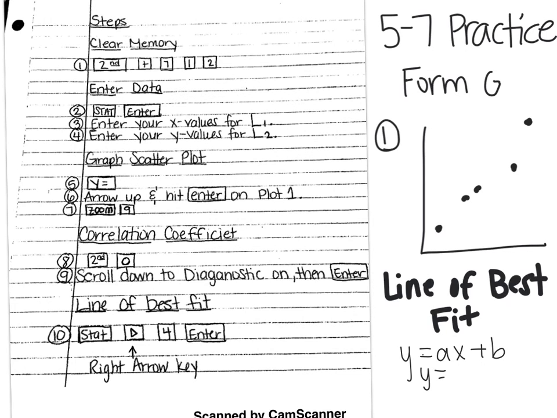I usually round to the hundredths, so this would be 2.99x plus, I'm going to have to write sideways. Actually, it's minus because it's a negative. Minus 198.62. Okay, so the line of best fit for that scatter plot would be y equals 2.99x minus 198.62.